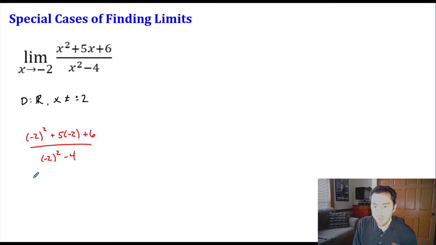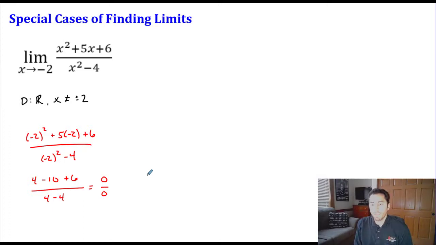Okay, so in the numerator we have 4 minus 10 plus 6. And in the denominator we end up with 4 minus 4. So we end up with 0 over 0, which is undefined. If you just try this out and you plug in -2, maybe that leads you to think that the limit doesn't exist, or the limit is undefined, or something like that. But it's not. So the way that we want to handle this is, if I notice that my value for c is not in my domain, I have to work with the function a little bit.